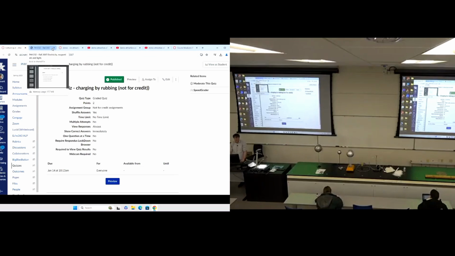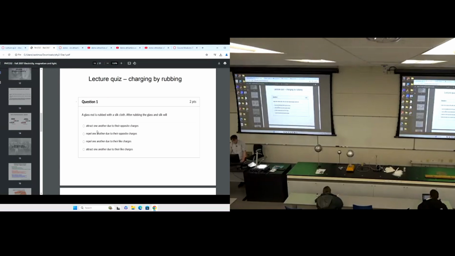You can talk to one another and discuss it. I mean, no fights or anything like that, but feel free to discuss it and come up with a group solution on this. I'm going to put the question back up here. The question is, a glass rod is rubbed with a silk cloth. After rubbing, do those two objects attract or repel, basically?